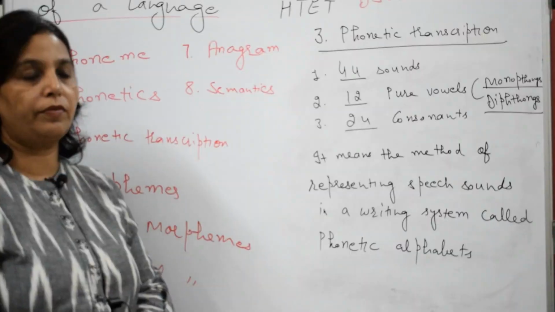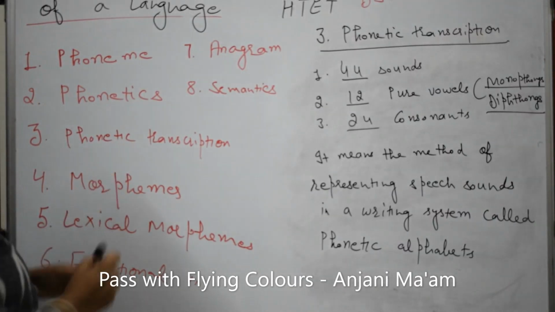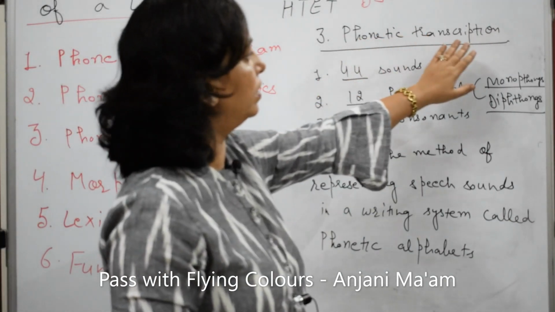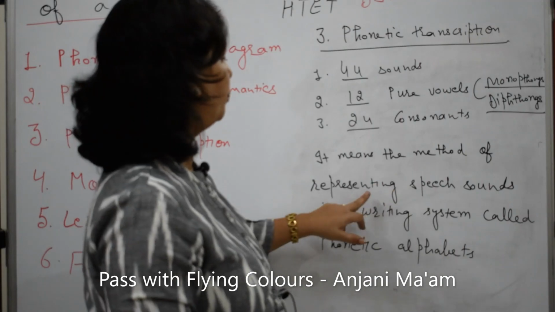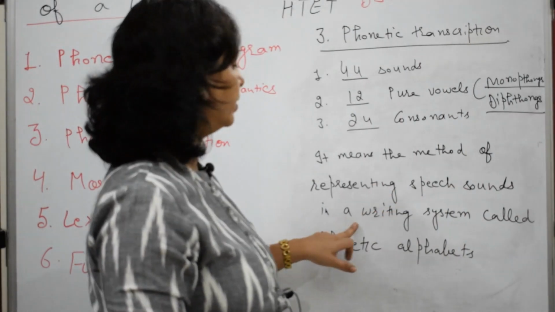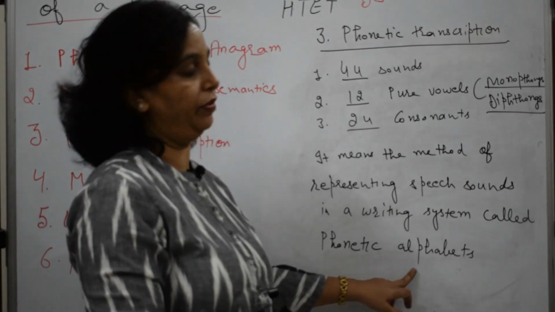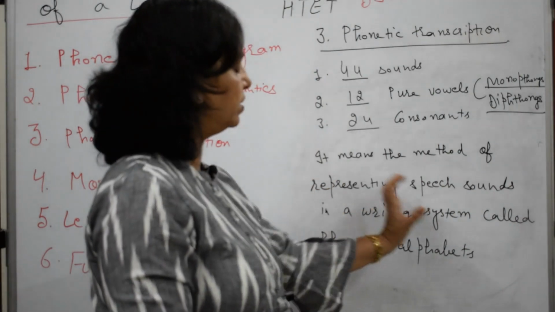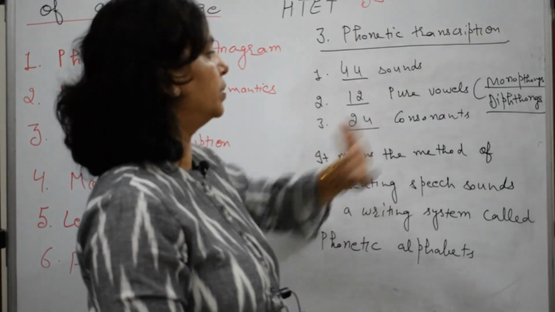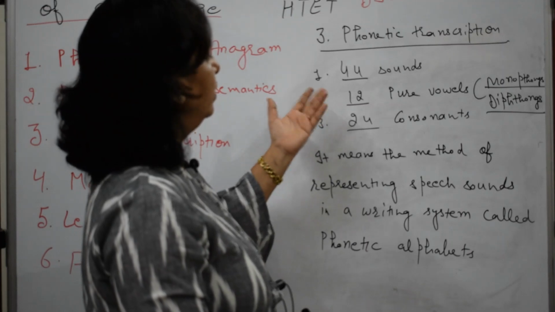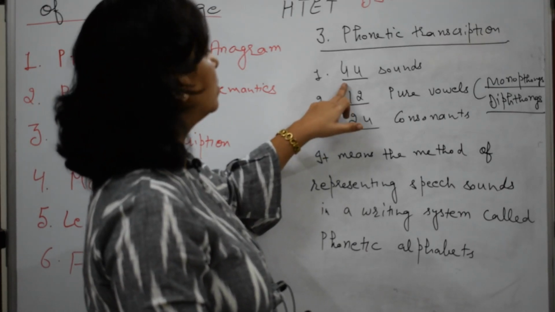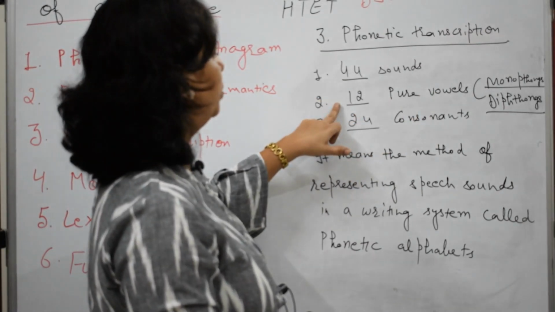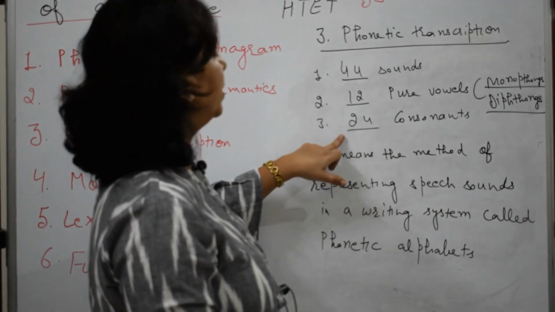Third important component of language is phonetic transcription. Let's see the definition of phonetic transcription. It means the method of representing speech sounds in a writing system called the phonetic alphabet. इसका मतलब जब भी किसी स्पीच की जो साउंड है उसको जो लिखने का सिस्टम है, that is called phonetic transcription. You should know 1 mark questions like: how many sounds are there in the English language? 44 sounds. How many pure vowels are there? 12 pure vowels. How many consonants are there? 24 consonants.